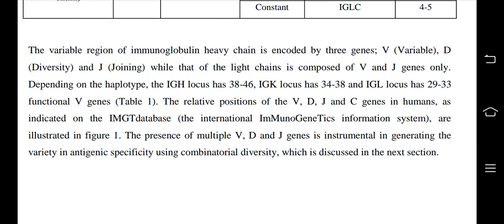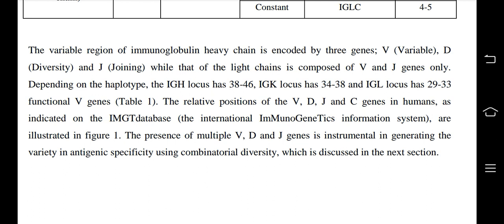The variable region of the immunoglobulin heavy chain is encoded by 3 genes: variable (V), diversity (D), and joining (J), while that of the light chain is composed of V and J genes only, with no diversity gene. Depending on the haplotype, the IgH locus has 38 to 46, the IgK locus has 34 to 38, and the IgL locus has 29 to 33 functional V genes.